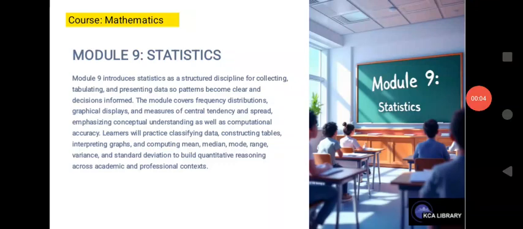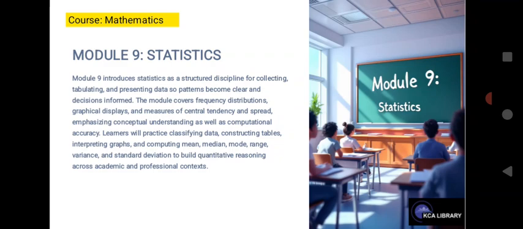Now, we are in Module 9 in the mathematics course. Module 9 introduces statistics as a structured discipline for collecting, tabulating, and presenting data so patterns become clear and decisions are informed. This module will cover frequency distribution, graphical displays, and measures of central tendency and spread. It will emphasize conceptual understanding as well as computational accuracy.